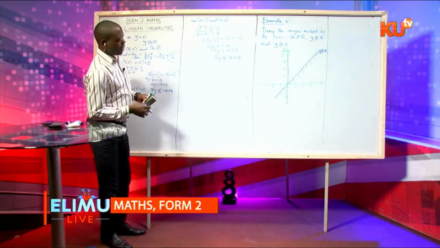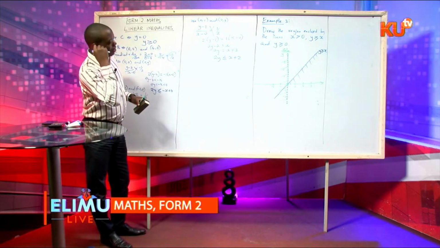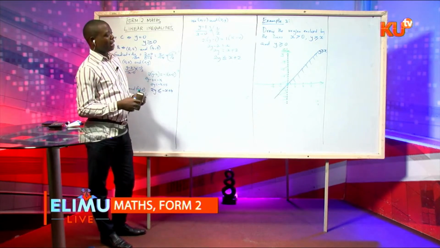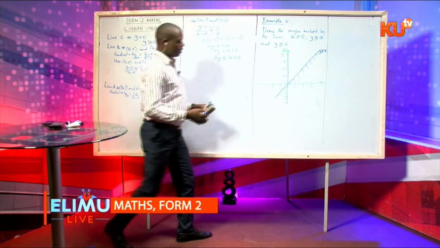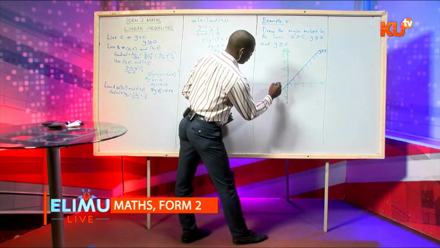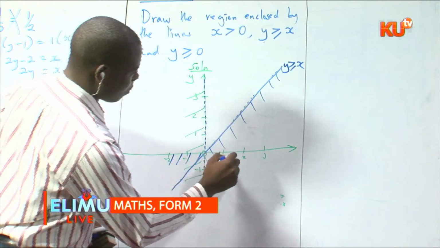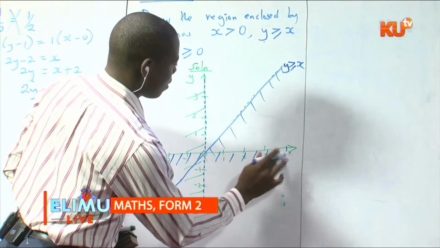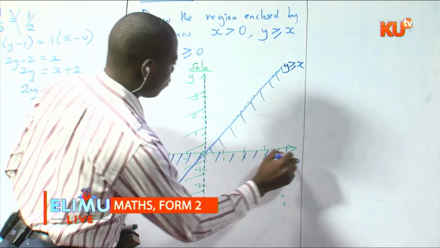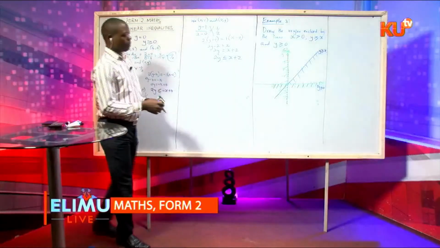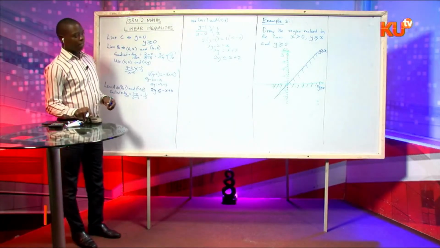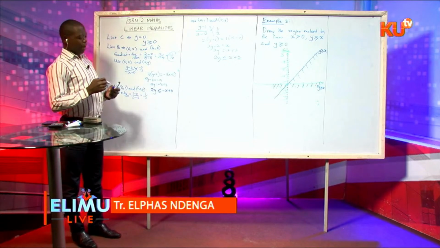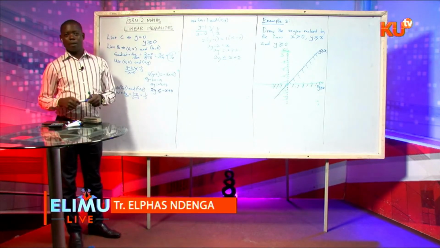And then we go to the other line, which is y greater than 0. That is the x-axis. Now we shade this side. Again, the line has to be continuous. So this is y greater than or equal to 0. So if you look at this shading, there is no defined region.